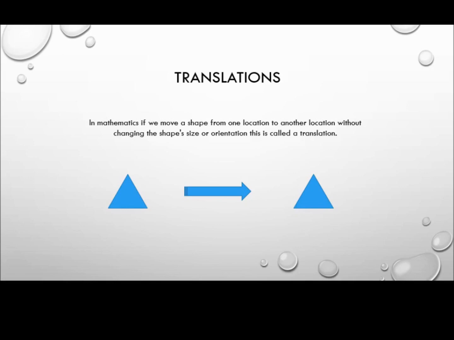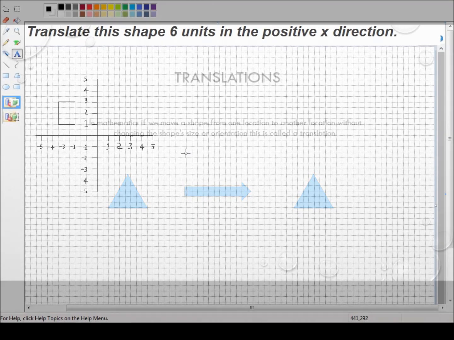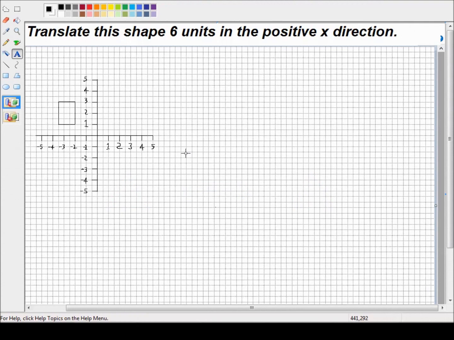In this video we're going to be looking at mathematical translations. Now in mathematics, if we move a shape from one location to another location without changing the shape's size or orientation, this is called a translation. And frankly, that's all there is to it. Okay, well, so much for the theory. Let's have a go at putting this into practice.